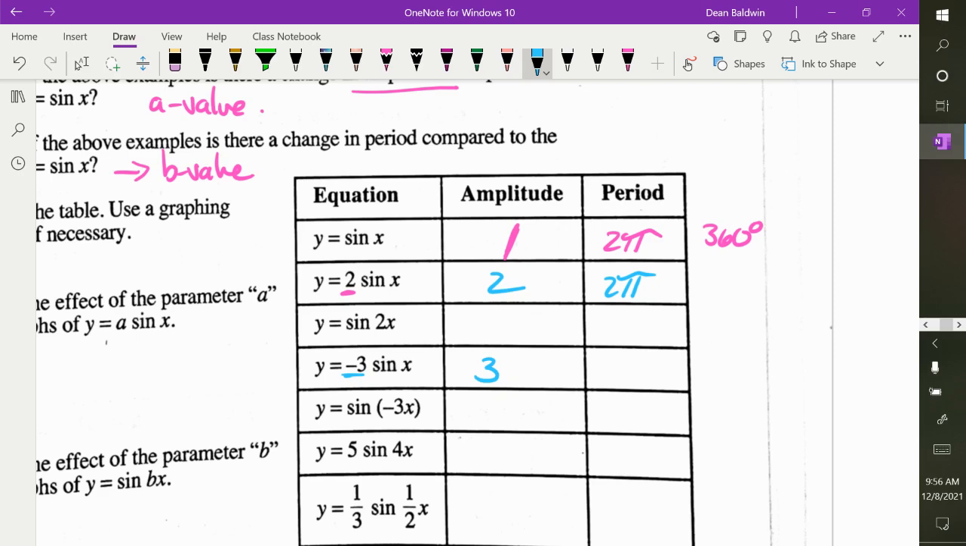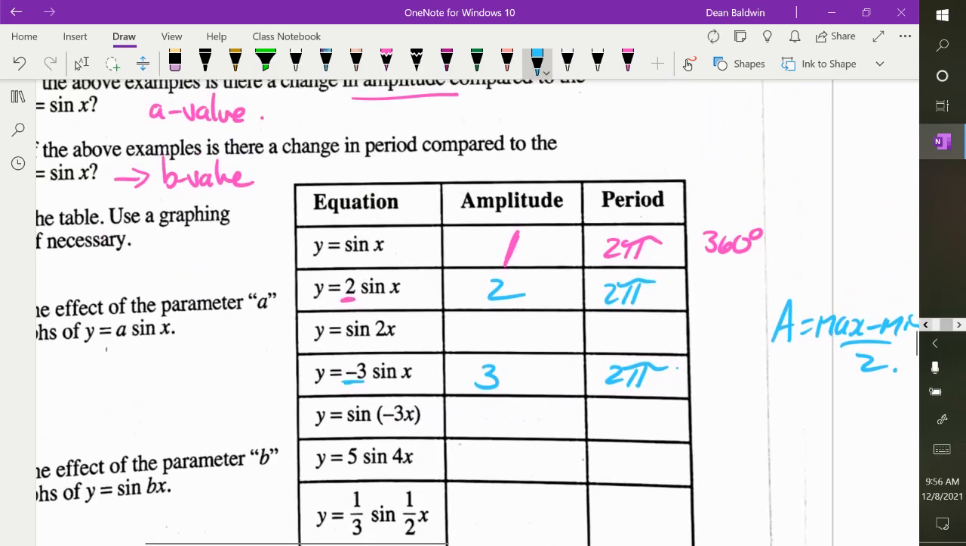What's the period? 2 pi, didn't change. Nope. The negative just tells you you've done a flip. I don't know who asked that question, Talia. The negative just tells you you've done a flip, and you remember yesterday, amplitude is equal to max minus min over 2. So we would still get a positive number. Okay.